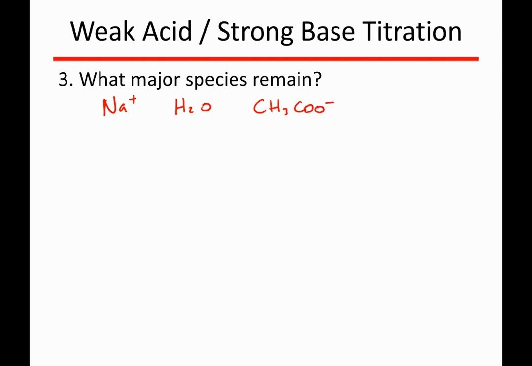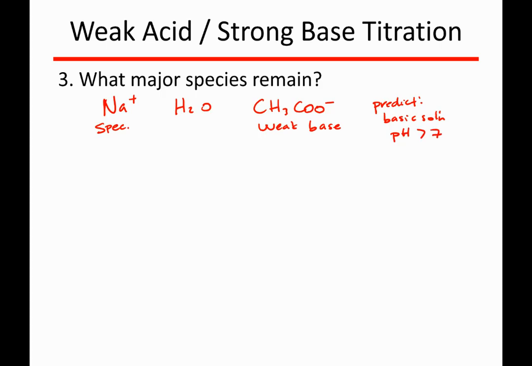From looking at this list of major species, what we see is that after that reaction goes to completion, what we have in our solution is the Na+ ion, which is a spectator. We have water, and we have the acetate ion, which is a weak base. So all that we have here essentially is a weak base in water. Therefore, we would expect that this solution should be basic. We predict a basic solution with a pH that should be greater than 7. So that's our answer there.